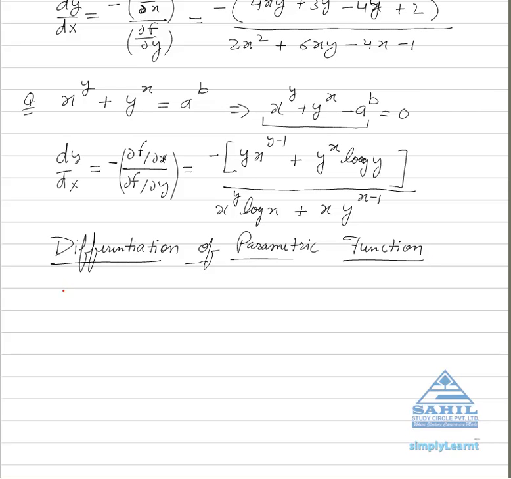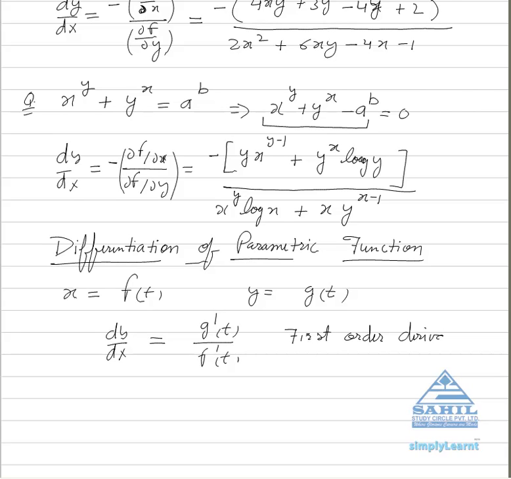Now just see that this function is x equals f of t and y equals g of t. Now you know that dy/dx equals g dash t upon f dash t. This is the first order derivative. Okay, but if you want to find out the second order derivative, that will be a bit different, and so many students are committing mistakes in that process.